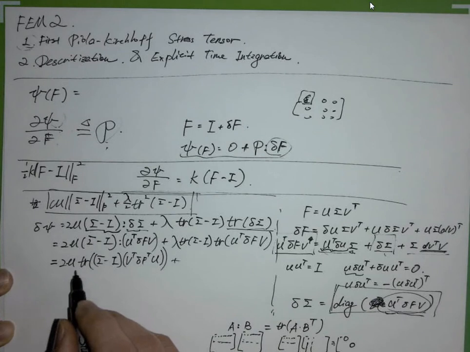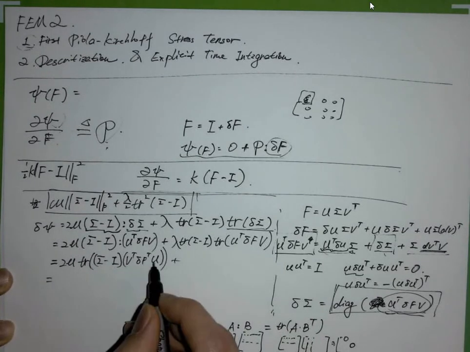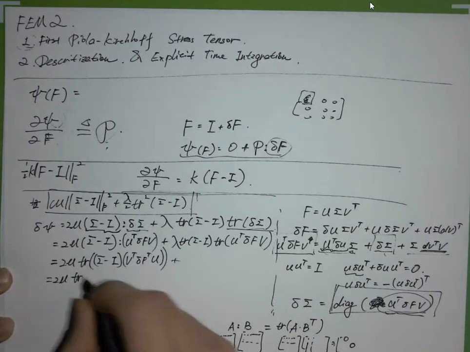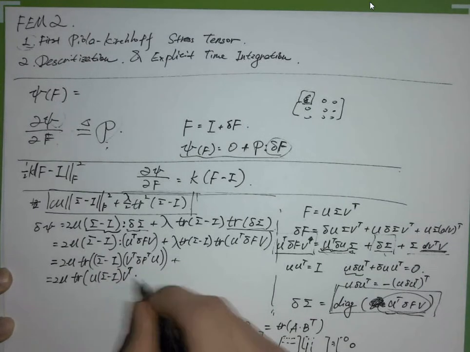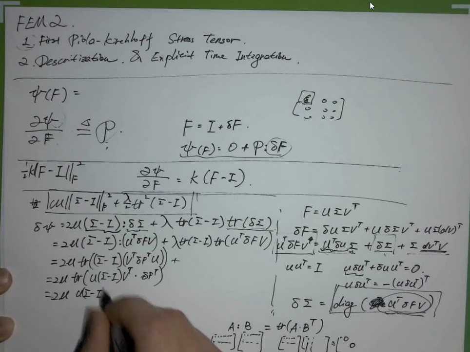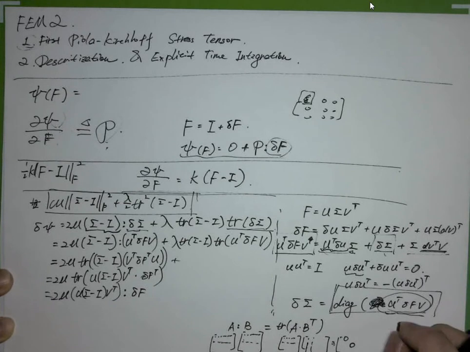Let's think about the first half first. Because this is a trace, and the trace has the cyclic permutation invariant property, if I move this U to the first element, it should not be a problem. It becomes 2 mu multiplied by the trace of U sigma minus identity V transpose multiplied by delta F transpose. And we can expand it back into the double contraction form again. It's U sigma minus identity V transpose double contraction delta F. This is nice because we have already separated the delta F from the rest of the world.